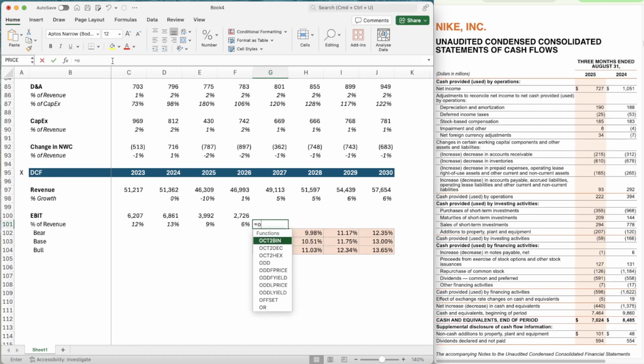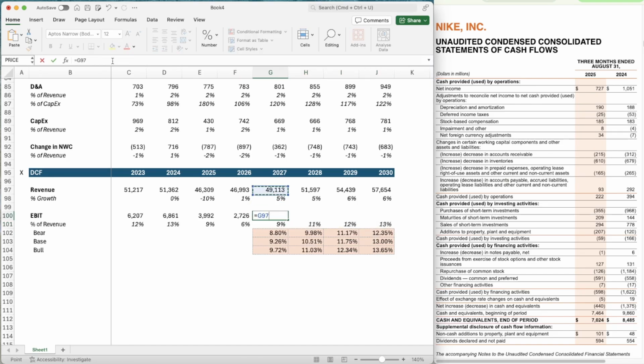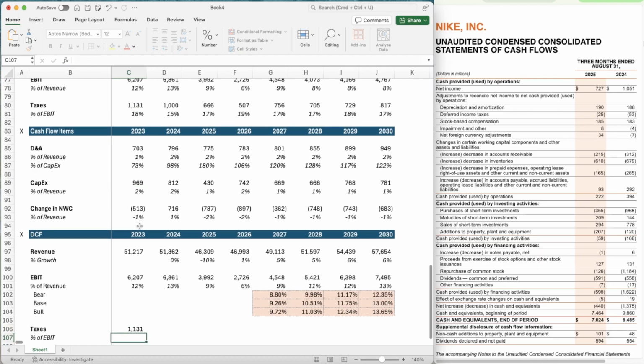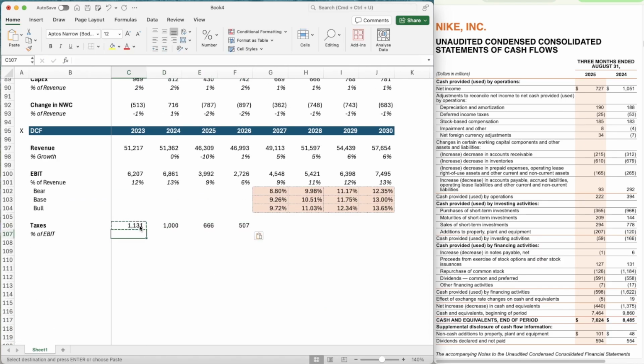And again, we just have to use our offset function. We go the cell that we're in, G101. Taxes, percentage of EBIT. Pull these across.